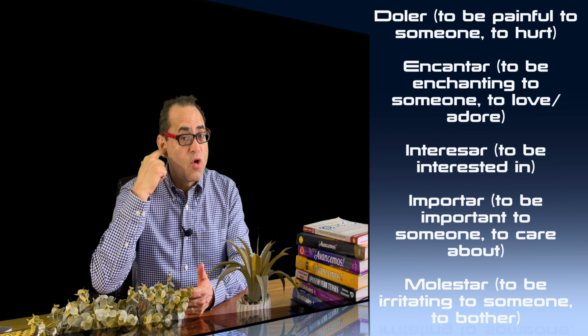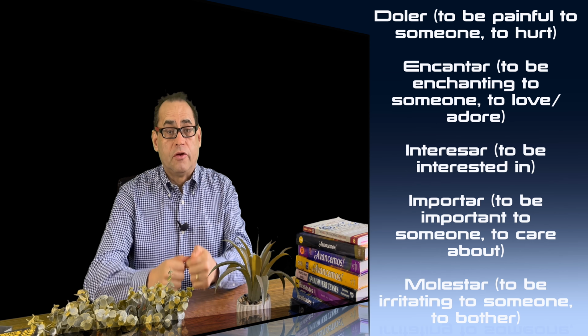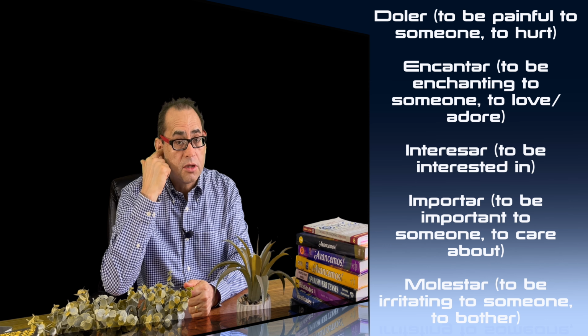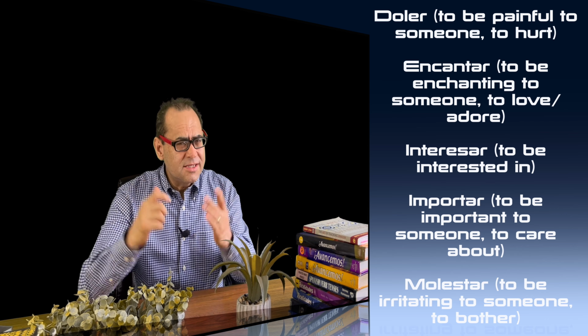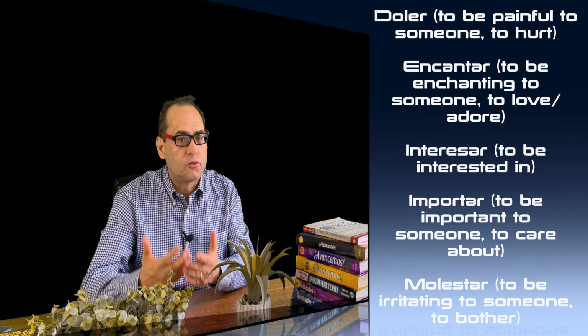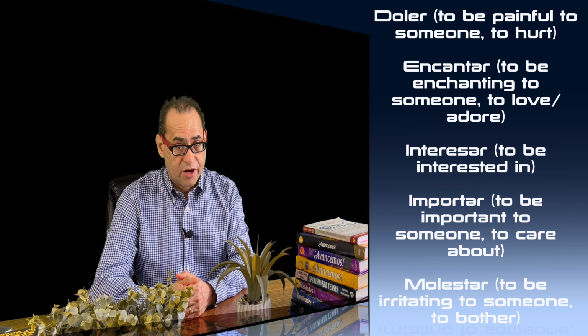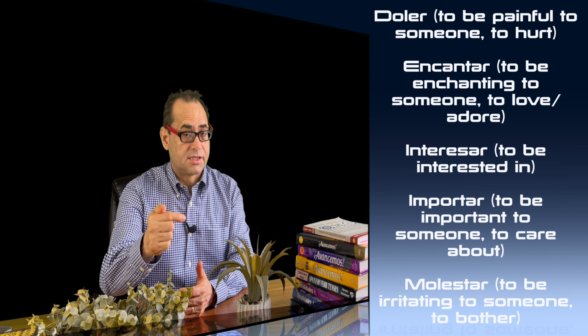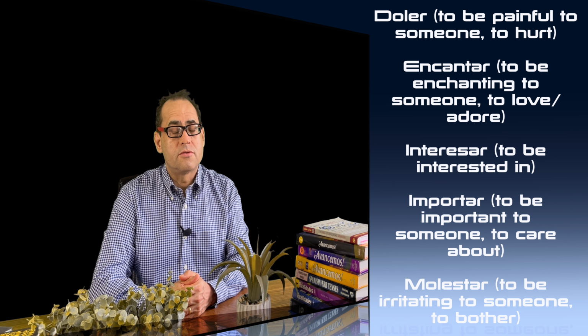Here are the 6 most important verbs that you should know how to use. Doler, to be painful, to hurt. Me duelen los oídos durante los vuelos. My ears hurt me during flights. Los oídos are the subject of the verb and me is the indirect object. Encantar, to be enchanting, to love, to adore. Les encanta el tren a los turistas. The tourists love the train. The train is enchanting to the tourists. El tren is the subject of the verb. Los turistas are the indirect objects.